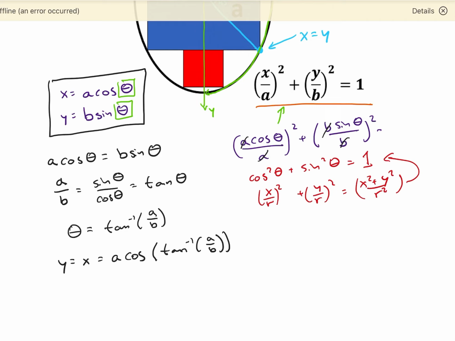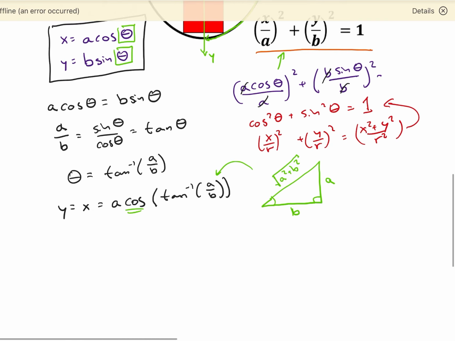So let's go ahead and look at this. Let's imagine the triangle that makes that true. If I had a right triangle, and I had tangent as a over b, that means y over x would be a over b. So what would my hypotenuse be? My hypotenuse would just be the square root of a squared plus b squared. If I wanted to find the cosine of that triangle, what would my cosine be? Well, my cosine would just be b over the square root of a squared plus b squared.